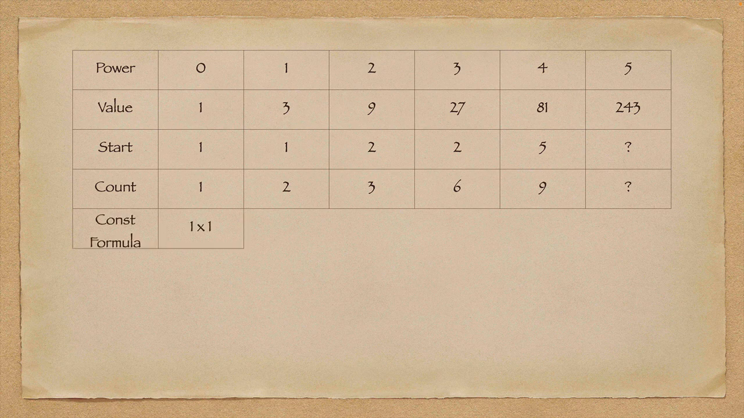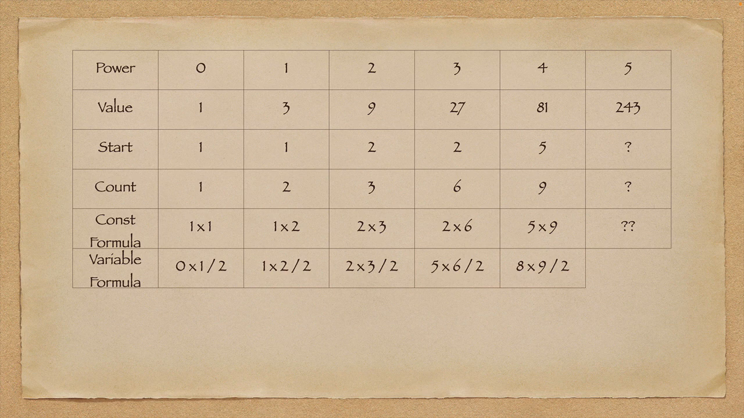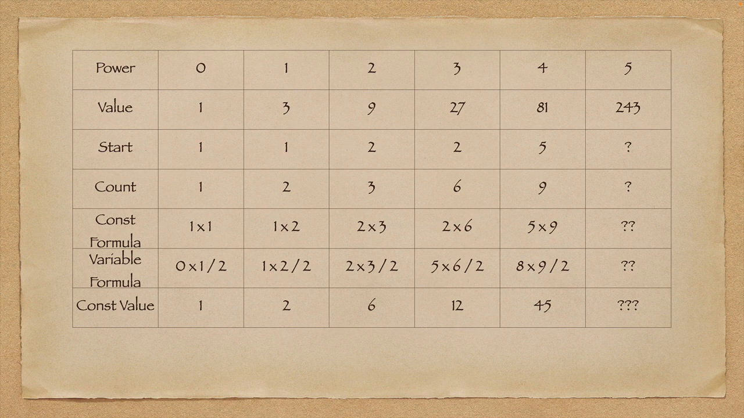The constant formula is going to be start times count. So I'm just going to multiply the 2 rows ahead of me and get all the values that I need. The variable formula is going to be n minus 1, as in count minus 1, times count divided by 2, which gives me these values. You can verify it and ensure that you understood it for each use case. So the constant value in this is 1, 2, 6, 12, 45. I don't know what it is for 5. The variable value is 0, 1, 3, 15, 36, and I don't know what it is for 5.